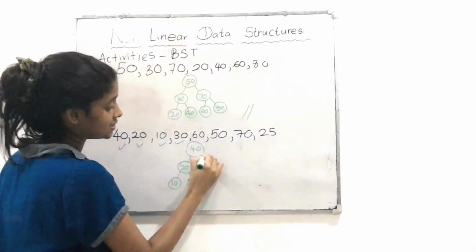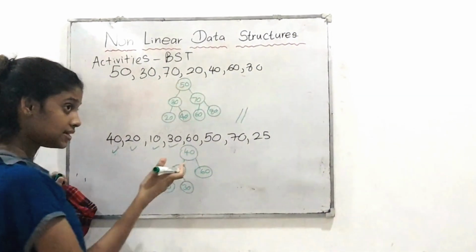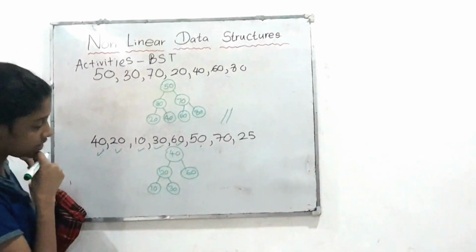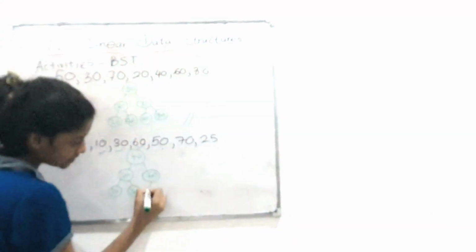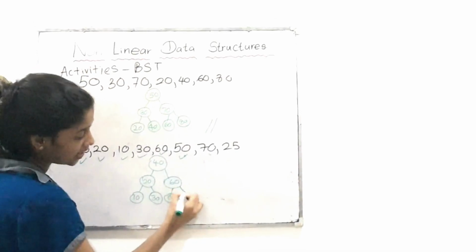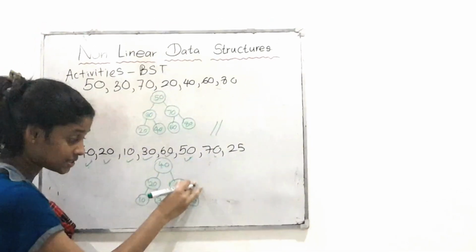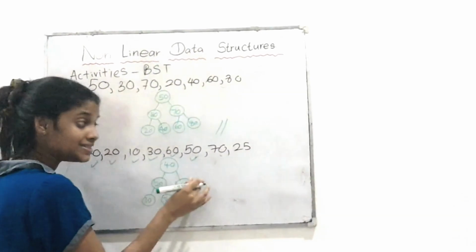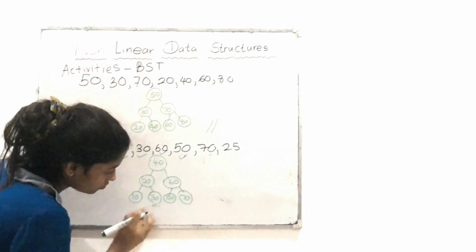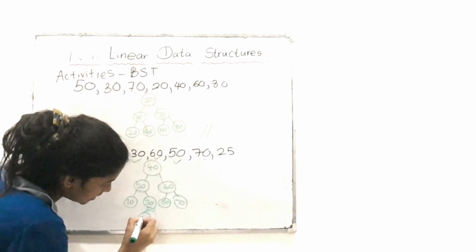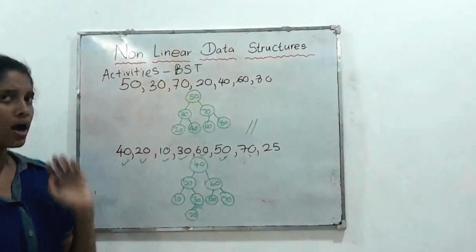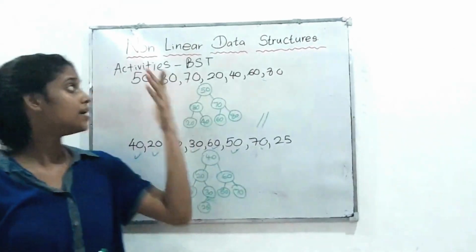Next we have 60. 60 is larger than 40, so we entered it as the right side child. Then we have 50. 50 is less than 60. Right? Now next we have 70. We entered 70 to right side of 60 because 70 is larger than 60. Next, 25. We entered 25 to left side of 30 because 25 is less than 30. Okay. Now I think you have a small idea of BST.